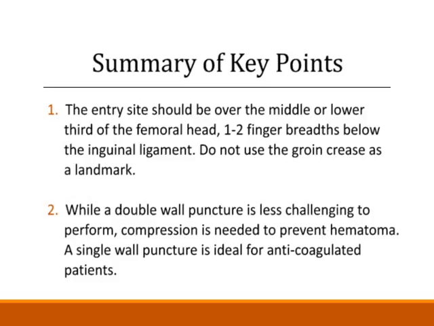In summary, the entry site should be over the middle or lower third of the femoral head, 1 to 2 finger breadths below the inguinal ligament. Do not use a groin crease as a landmark. While a double wall puncture is less challenging to perform, compression is needed to prevent hematoma. A single wall puncture is ideal for anticoagulated patients.